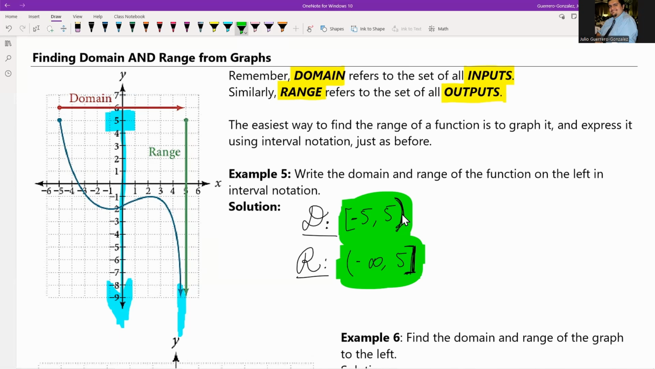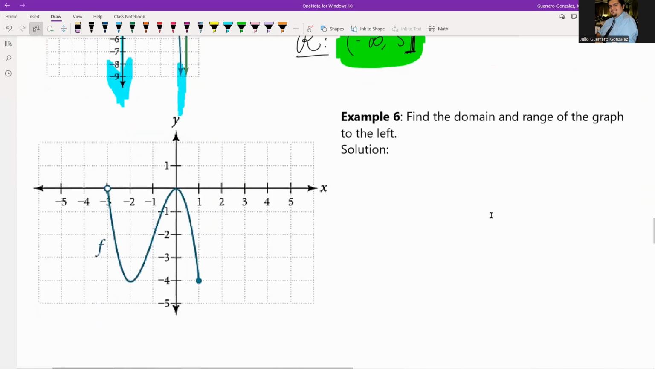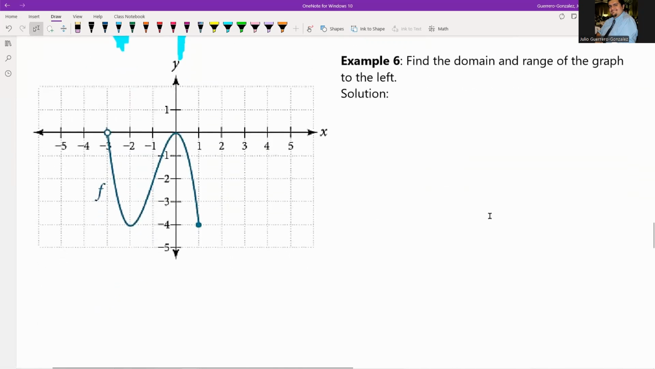Okay, let's do one more looking at it by graph. Let's take a look at this one. Find the domain and the range of the graph to the left. Okay, so let's start with our domain first. Remember, domain means x values, right? It looks like it starts about here and goes to there, and all my x values should be everything in between.